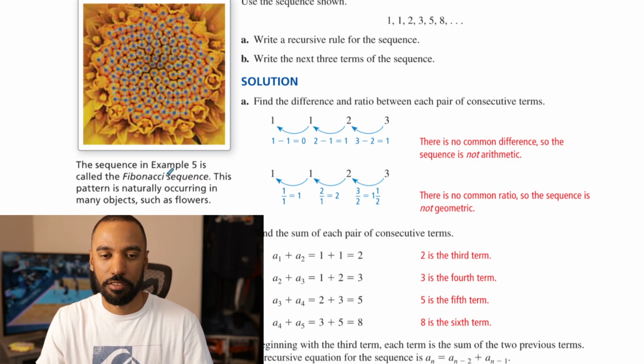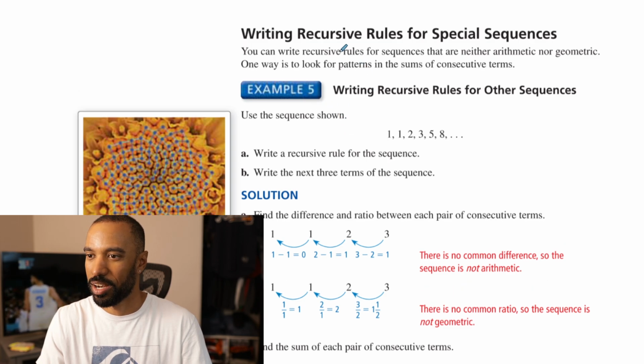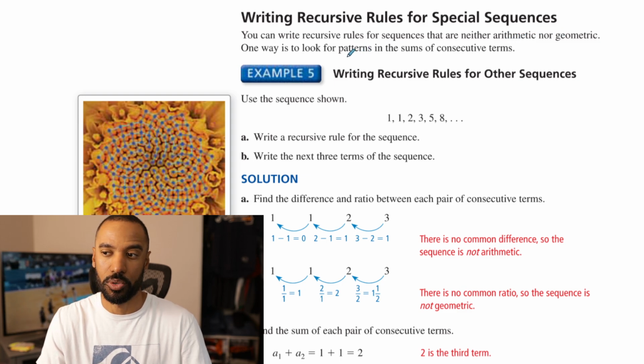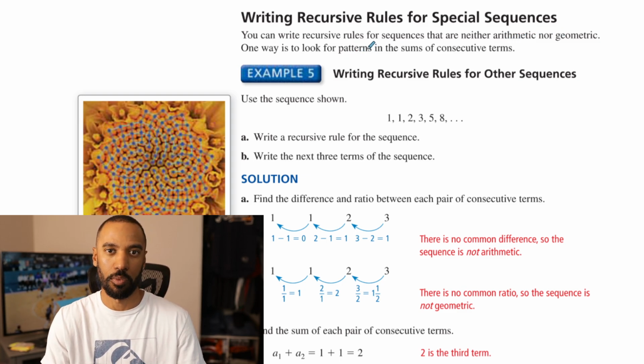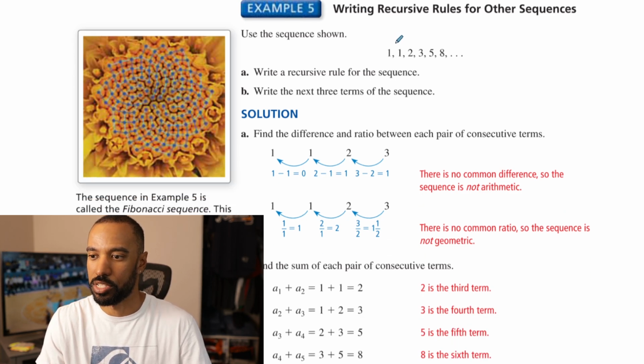But the Fibonacci sequence occurs in nature. There's a spiral set to them. I'm not going to explain it right now. But you can write recursive rules for things that are neither arithmetic nor geometric. And we've actually seen a couple of them. We just haven't written rules for them. But one of the examples is shown here in the Fibonacci sequence. And I've mentioned this before, and I'll do it again right here.